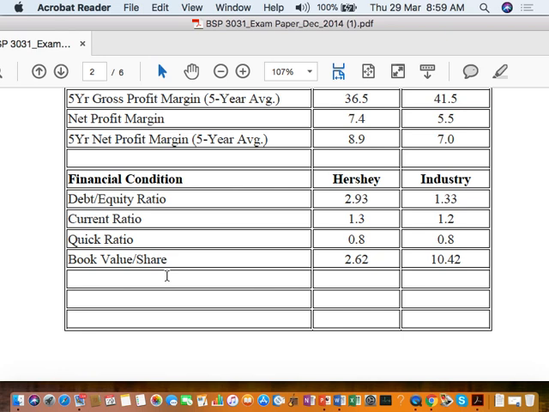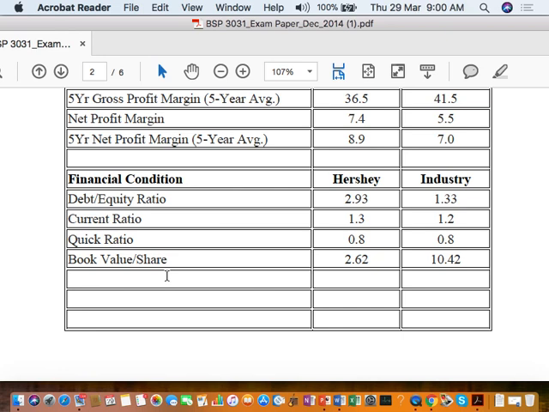So when we look at the current ratio and quick ratio for Percy and the industry, what does it tell you? That the company is able to pay back its short-term liabilities. So folks, in the context of the exam, these little distinctions are critical to marks.